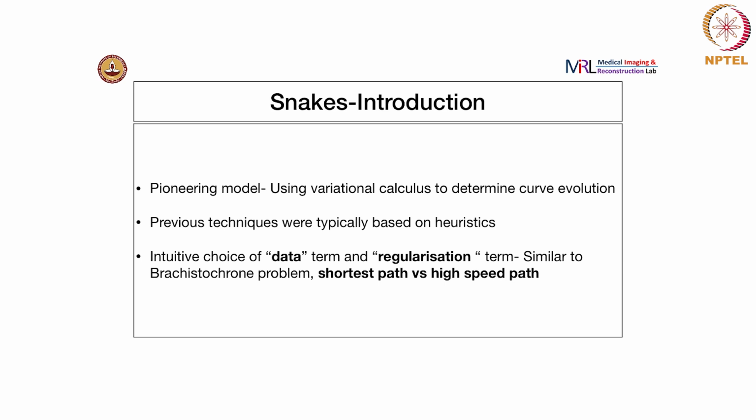When I say data term and regularization term, I urge you to think back about the Brachistochrone problem, where we looked at whether we go fast by dropping vertically down a bit so that time is reduced, or we reduce time by going the shortest path. So that was the tension there. Here there is a tension between data and regularization terms. We'll look at this in more detail in the next few slides.